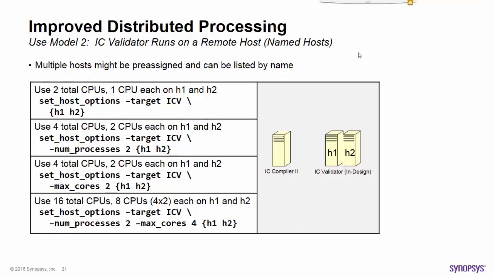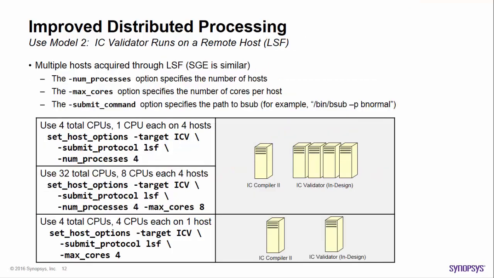Now consider an example where a user specifies more than one host, as shown in row 1. Use model 2: IC Validator runs on a remote host, that is LSF. The switch submit_protocol can be used to identify a machine acquisition system. The most common is LSF, and it is supported through this feature.